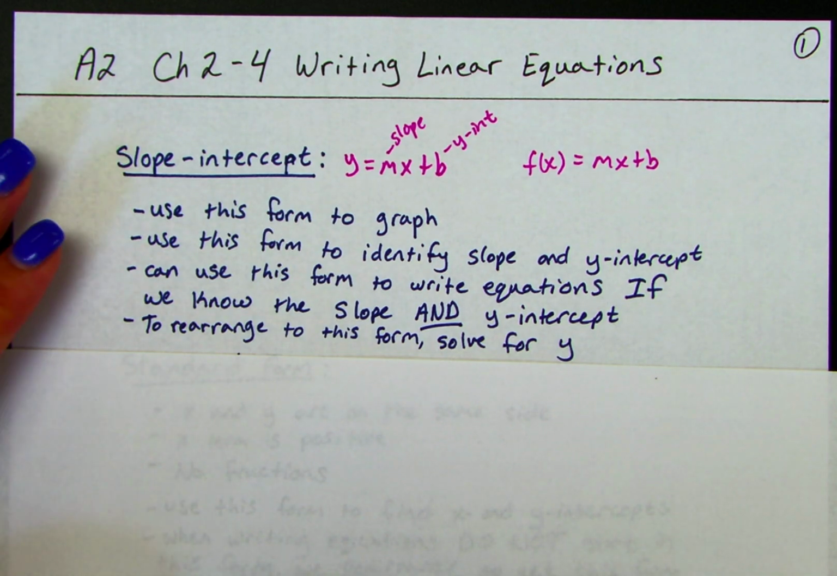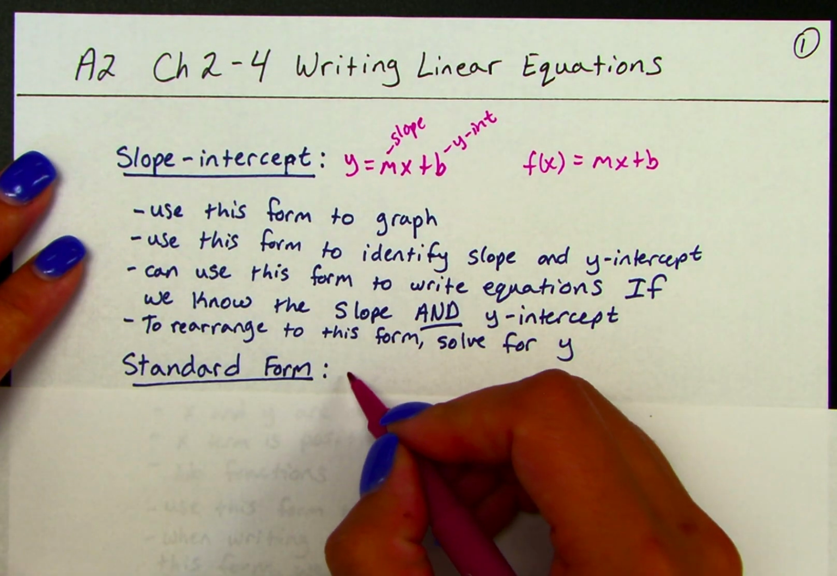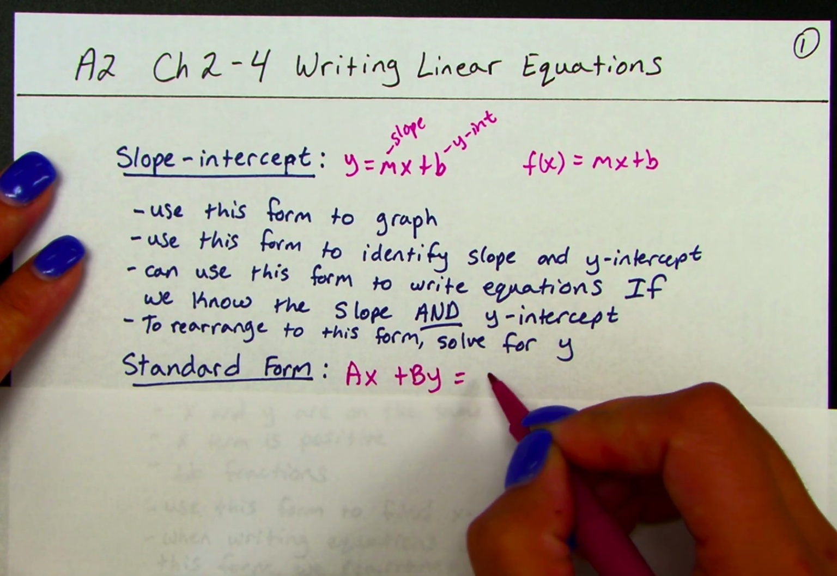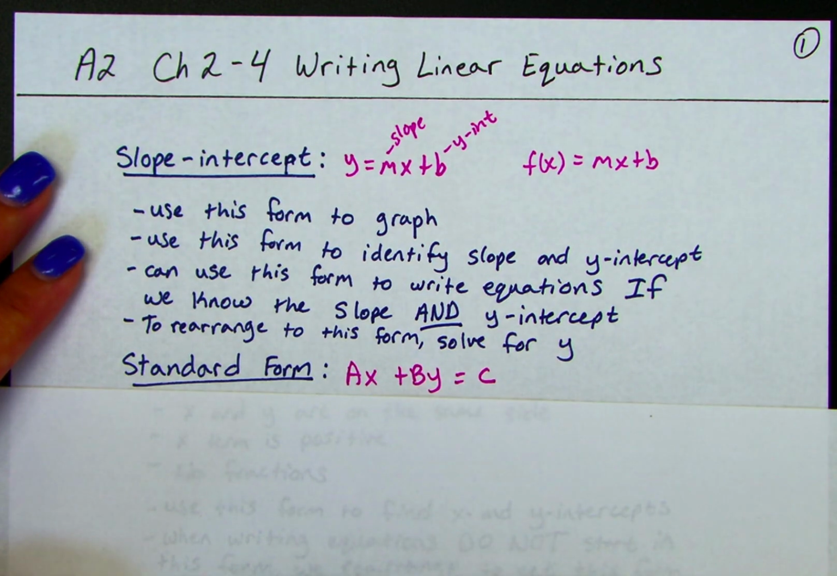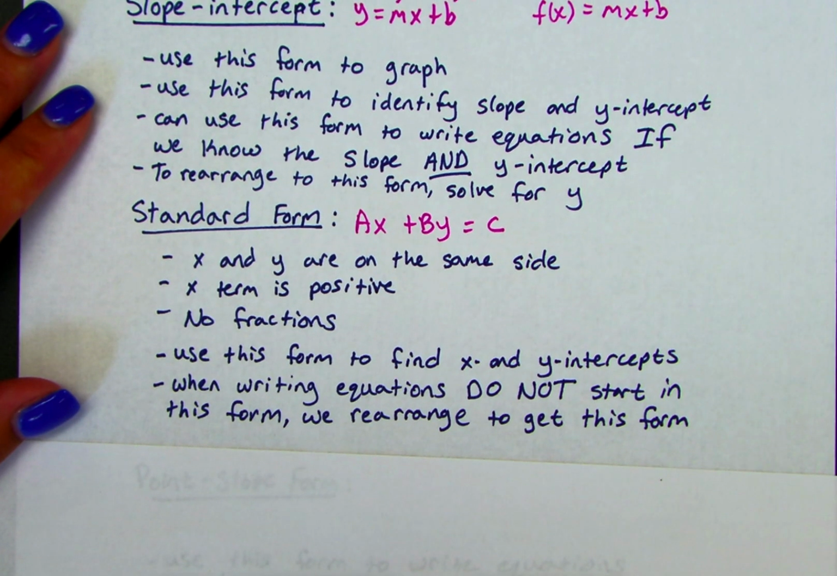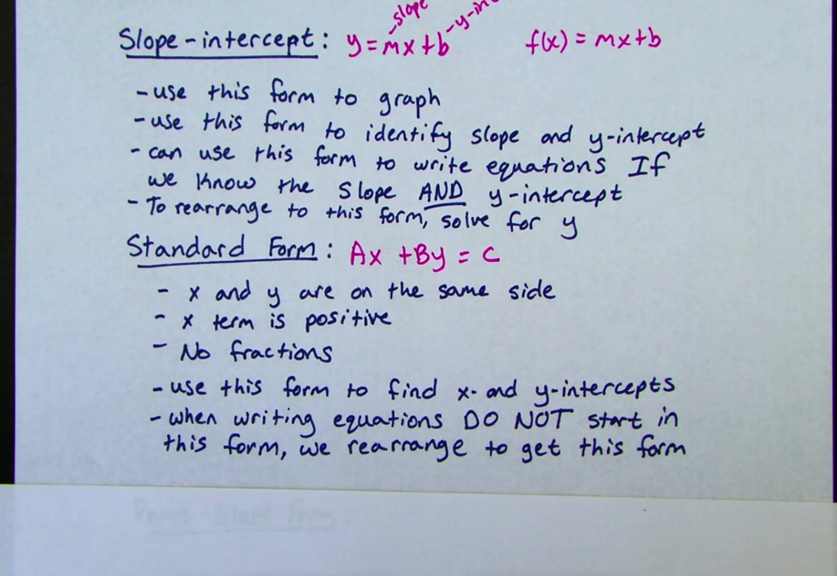The next form that we're going to talk about is standard form. This one looks like ax plus by equals c. For this form, we're never going to start in this form when we are writing equations from points and lines. We will always rearrange to this form.